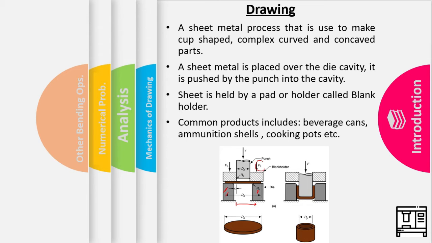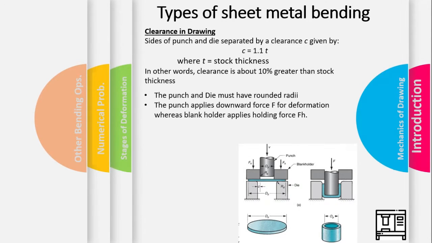So if we see the mechanics of the drawing operation, if we closely observe this diagram, we have the diameter of the blank, that is known as dB. We have the diameter of the punch, that is dP, and we have certain radii at the corner of the die cavity. So the die from its corner should be rounded at some radius, it shouldn't be a straight edge.